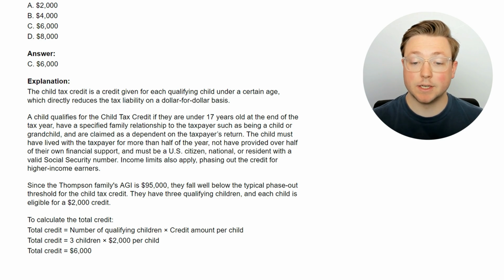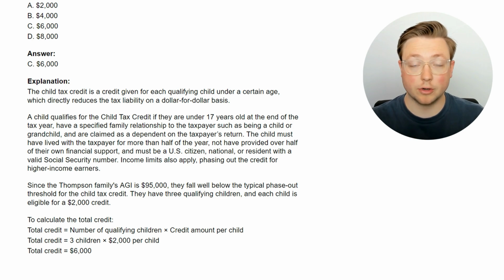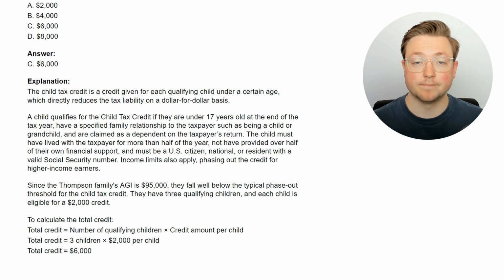Since the Thompson family's AGI is $95,000, they fall well below the typical phase-out threshold for the child tax credit. They have 3 qualifying children, and each child is eligible for a $2,000 credit. And there's no limit to how many children can qualify for this as long as they are all qualifying, and again, as long as you are under that AGI limit. So you calculate $2,000 times 3, and that's $6,000 of a credit that will reduce your tax liability. Okay, that's the first credit. Let's go ahead and go to the next credit.